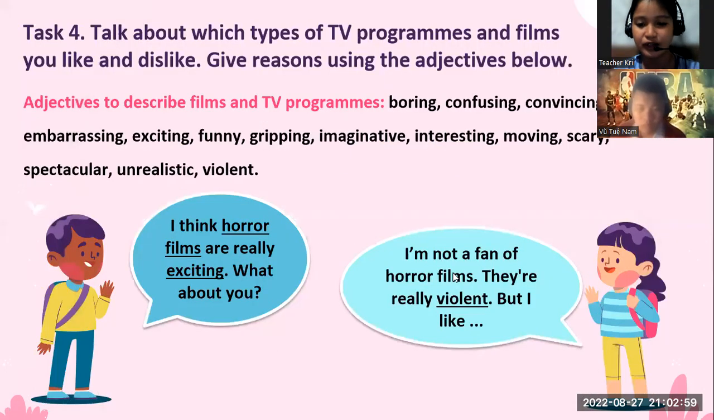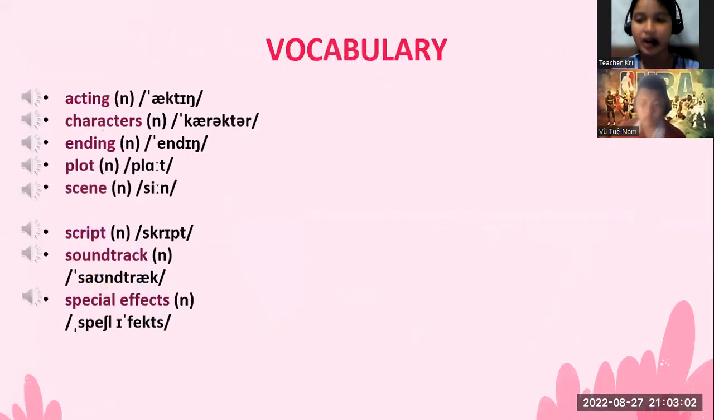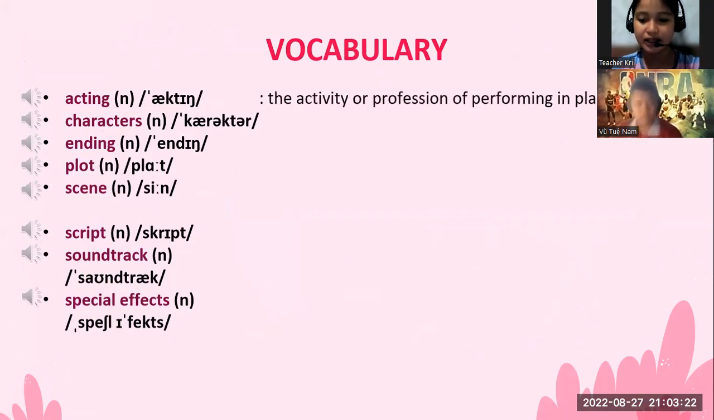Okay, so this time, we will be moving to the next activity, where we will be learning new vocabulary words. Okay, so let's have here the first word. Please repeat after me. Acting. Acting, acting. Okay, so acting means the activity or profession of performing in plays or films.